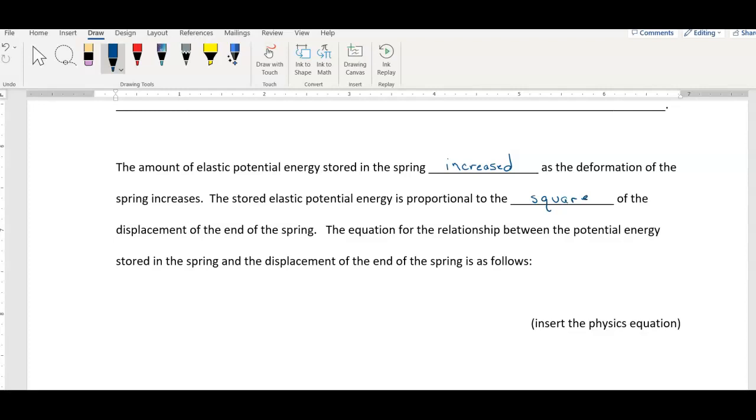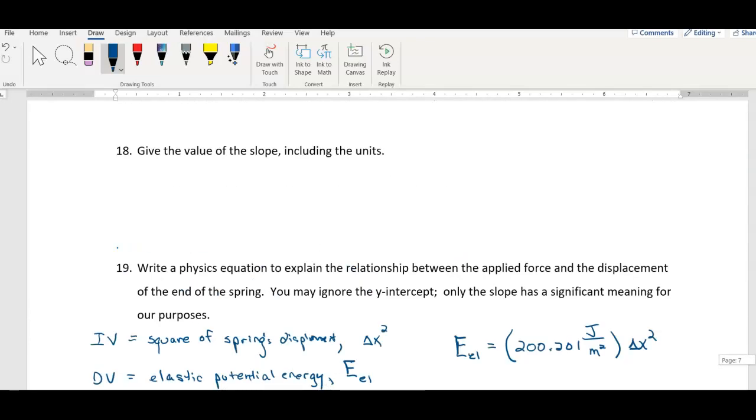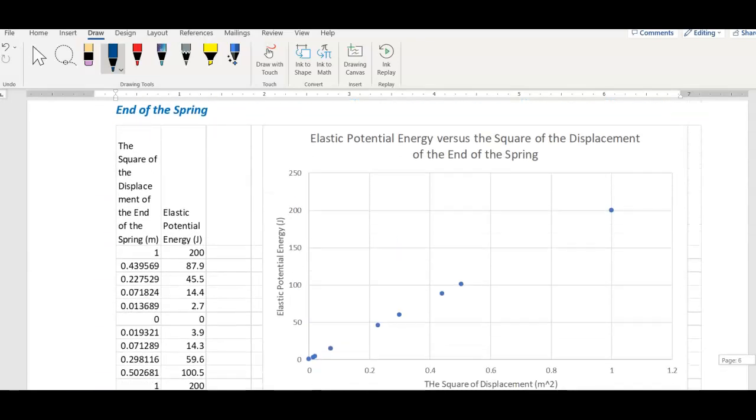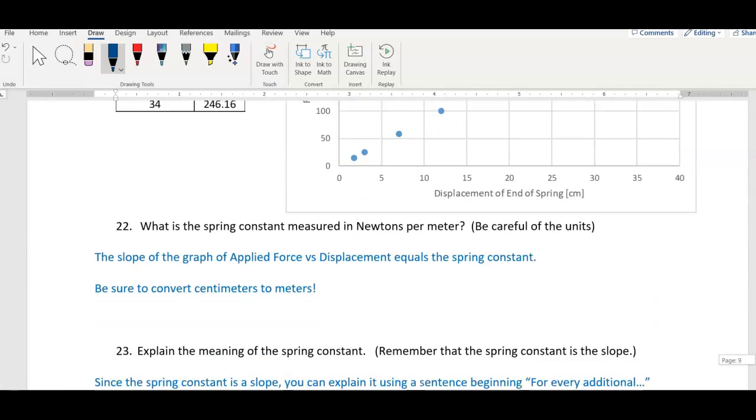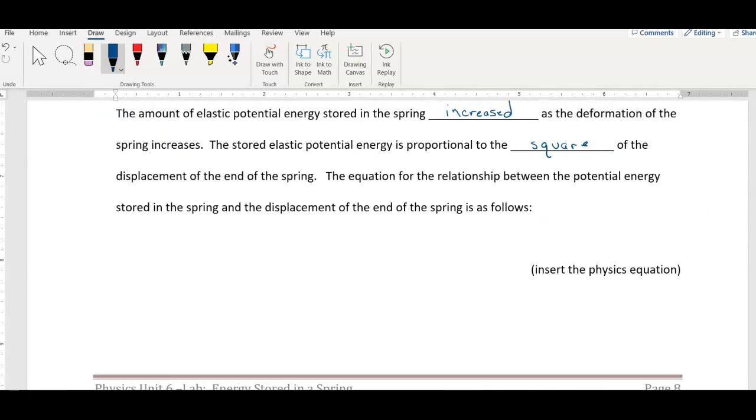And so we want to, let's see, that physics equation was up here at number 19. And so you will put that here in the conclusions. Okay.